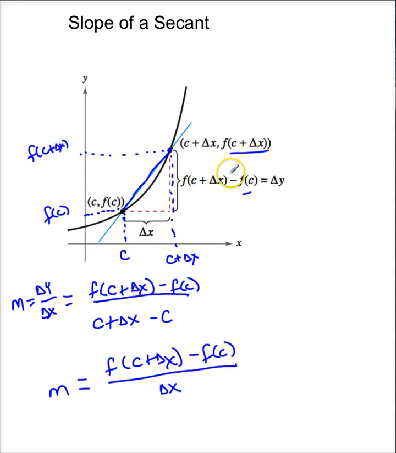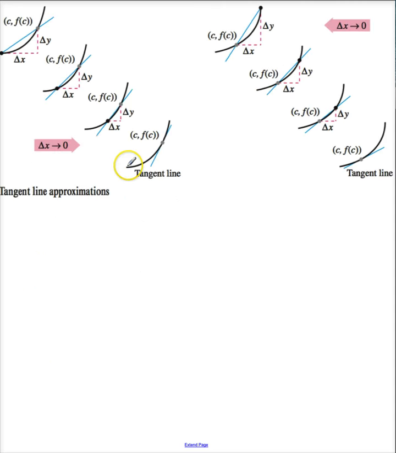Now, how could we make this a better approximation to the tangent? And the answer is, of course, you start scooching. If this is my point, if I were to start scooching this delta x closer and closer, then as delta x goes to 0, I'll have a tangent line. Now, it doesn't matter whether I do it from the left or if I scooch in really close from the right. It should give me the same tangent line if I'm at the same point.